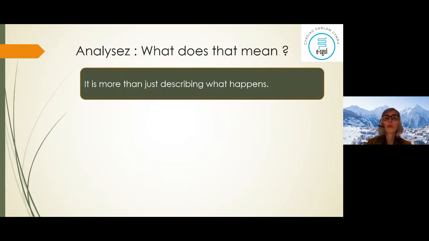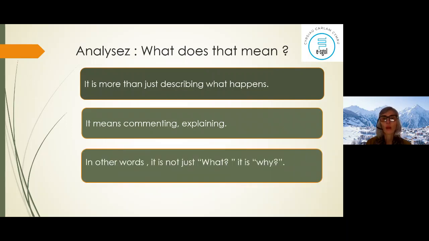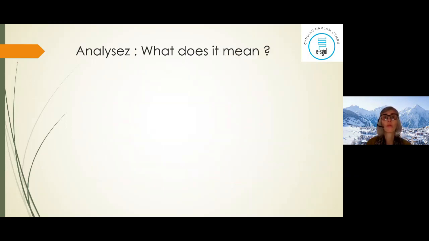So analyser. It is more than just describing what happened. Last year, you had to describe. It was what was required from you. This year, you have to go further than that. You have to comment, you have to explain. So in other words, analyzing is not just what, it is also why. And we'll have a look at an example from Un secret, excusez-moi, Kif Kif Demain.